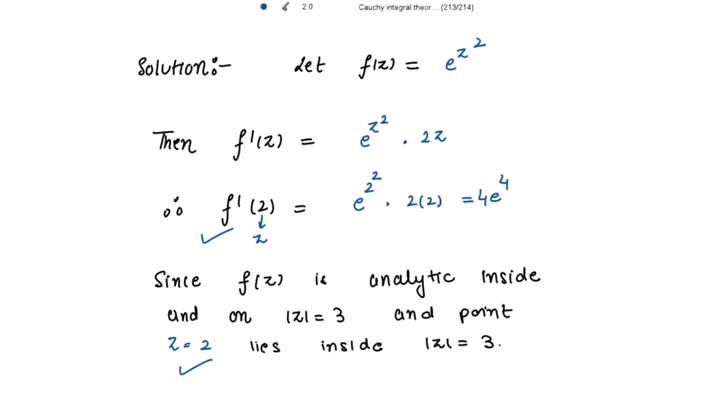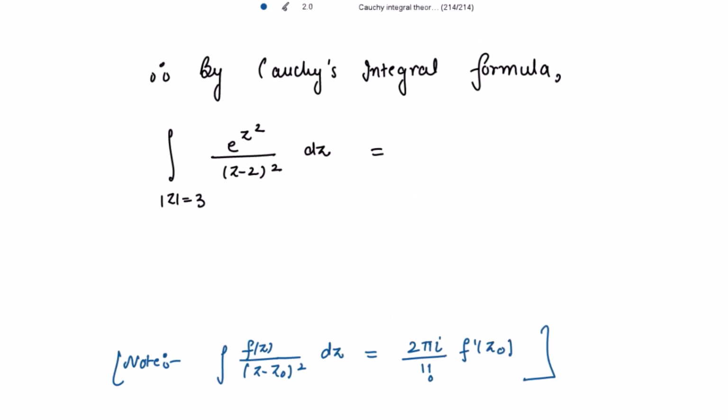out, right? And because this point lies inside the circle, by Cauchy's integral formula we say that this given integral is equal to, let me write this as f of z first. So this is mod z equal to 3, this is your f of z, and this is z minus 2 whole square and dz.